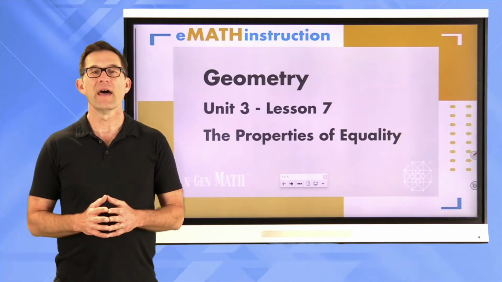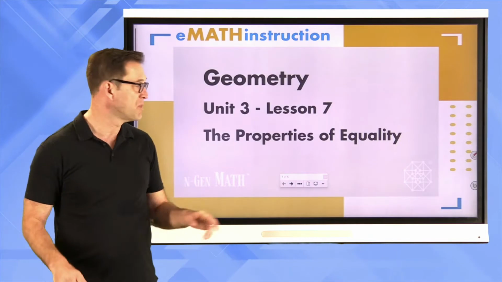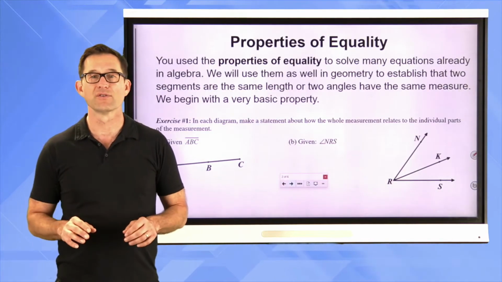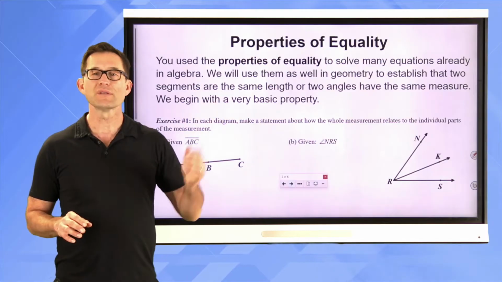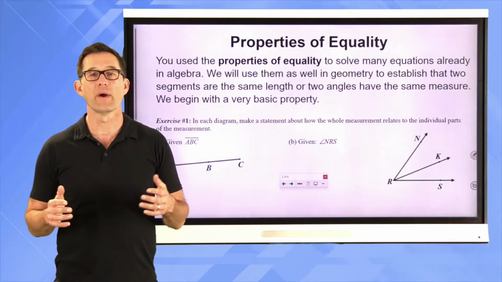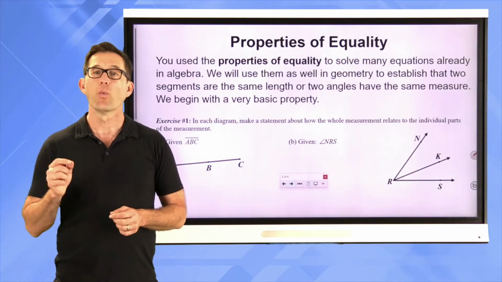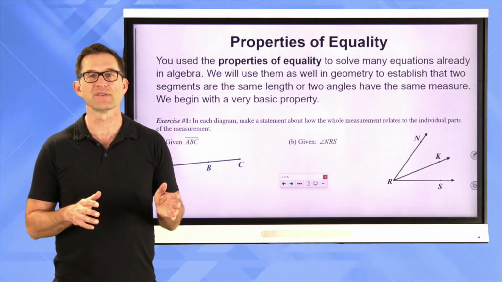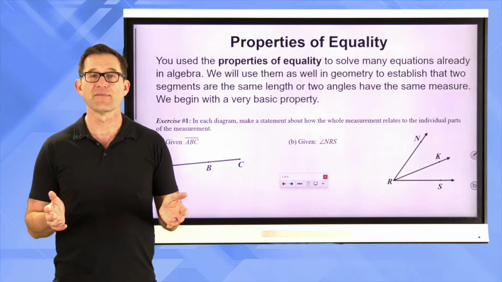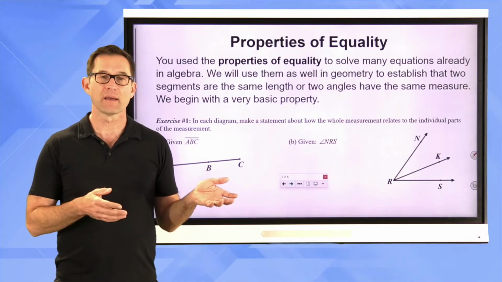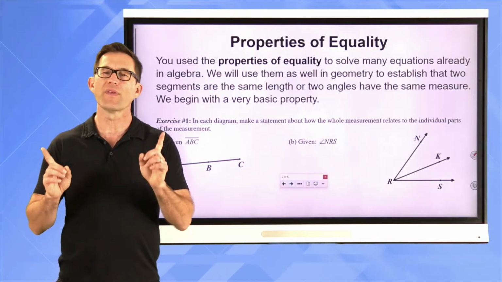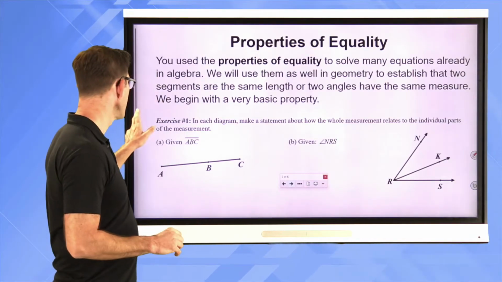All right, now we're going to get right into these because you've seen them before, especially when you've solved algebraic equations. So you use the properties of equality to solve many equations already in algebra. We will use them as well in geometry to establish that two segments are the same length or two angles have the same measure, i.e. two segments are congruent or two angles are congruent. Now we're going to begin with a very basic property.